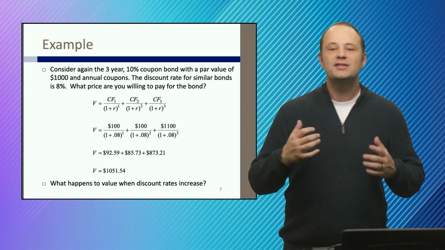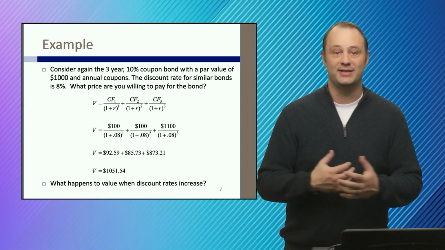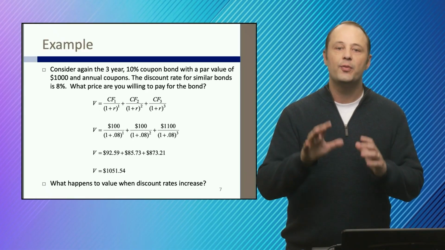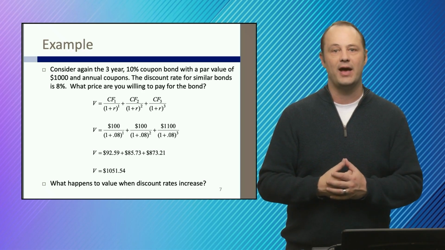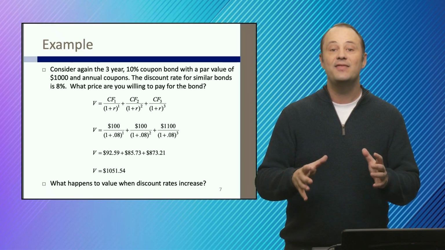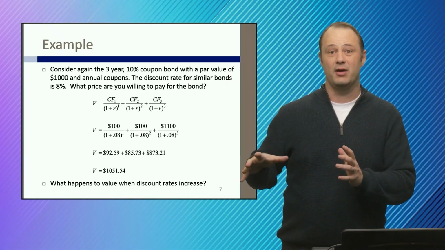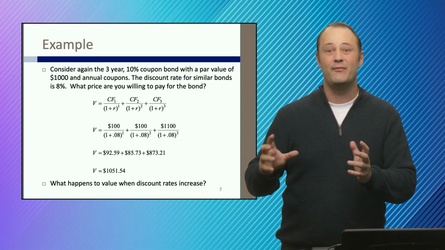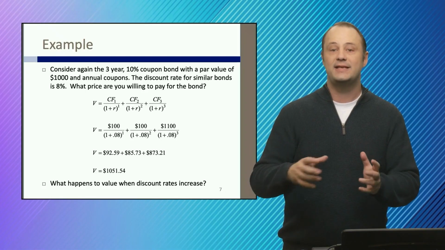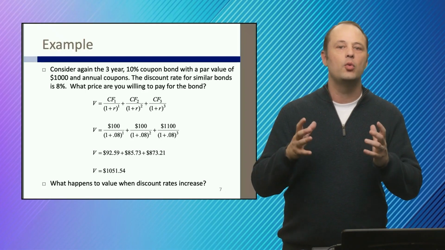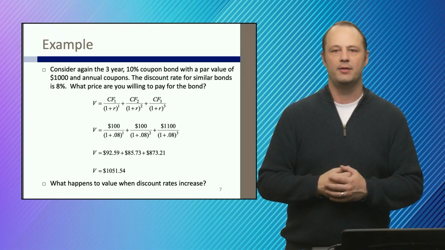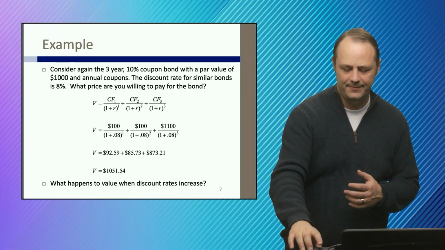All right, let's jump back into our IBM example. So consider again the 3-year 10% coupon bond that had that par value of $1,000. And let's say the discount rate for similar bonds, so bonds that have a similar level of riskiness, is 8%. All right. The question is, what price are you willing to pay for the bond? Okay, let's jump into the slide.